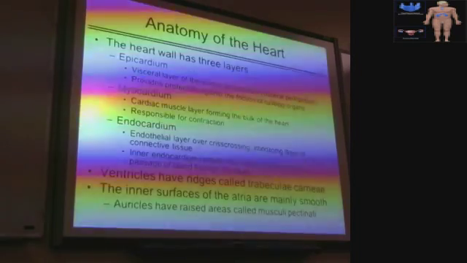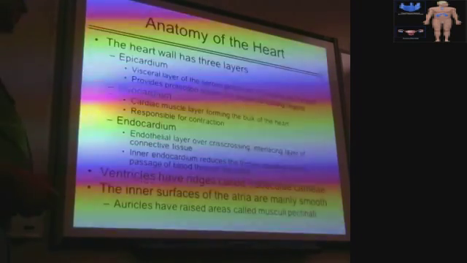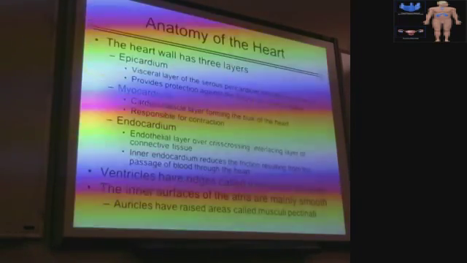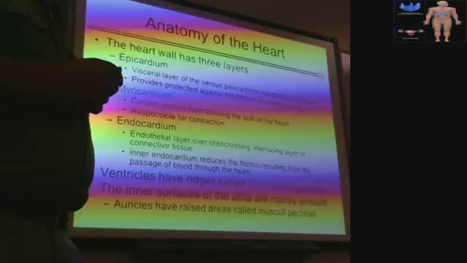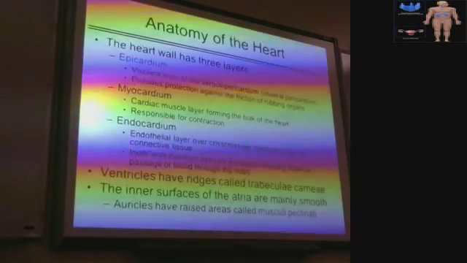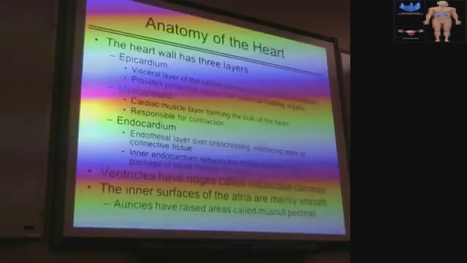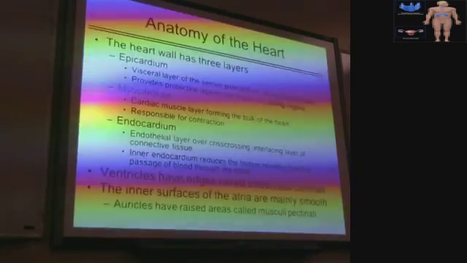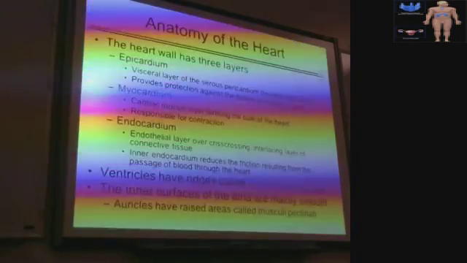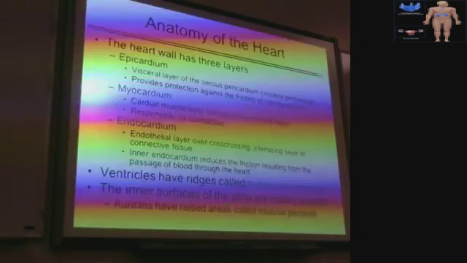Okay. The ventricles have ridges called trabeculae carneae. Okay. What are the trabeculae carneae? Question 1, research. Have it for me next time. Okay. The inner surfaces of the atria are mainly smooth. Okay. The atria have raised areas called the musculi pectinati.